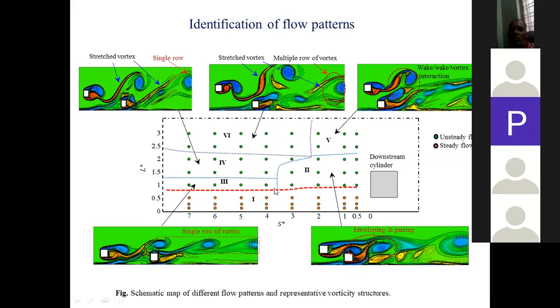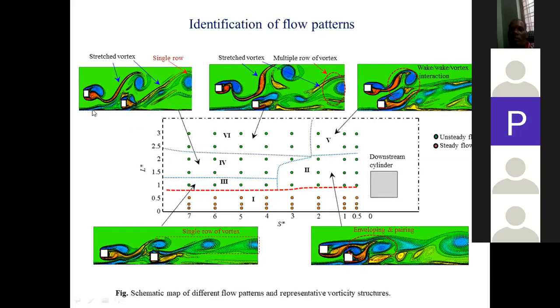And further, if we increase the spacing between the two cylinders, you can see now the spacing is sufficiently large so that vortex shedding occurs between these two cylinders, and finally it merges with the downstream shear layers, and only one single row of vortices can be seen from the downstream side. And in this fourth region, now this cylinder is far from the wall.